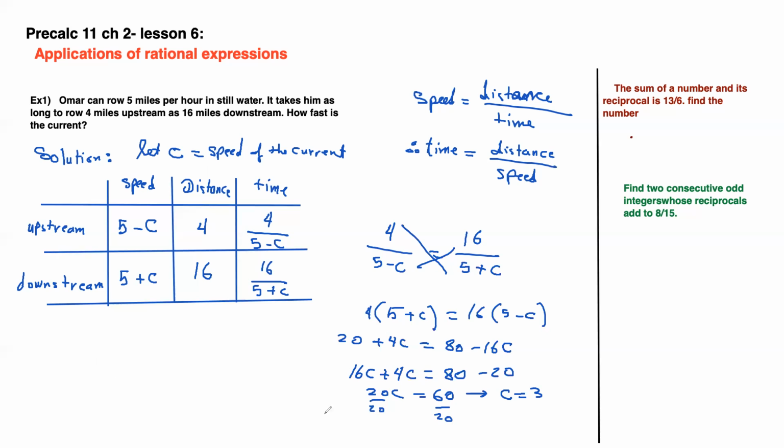And therefore, the speed of the current is 3 miles per hour. And this question is finished.